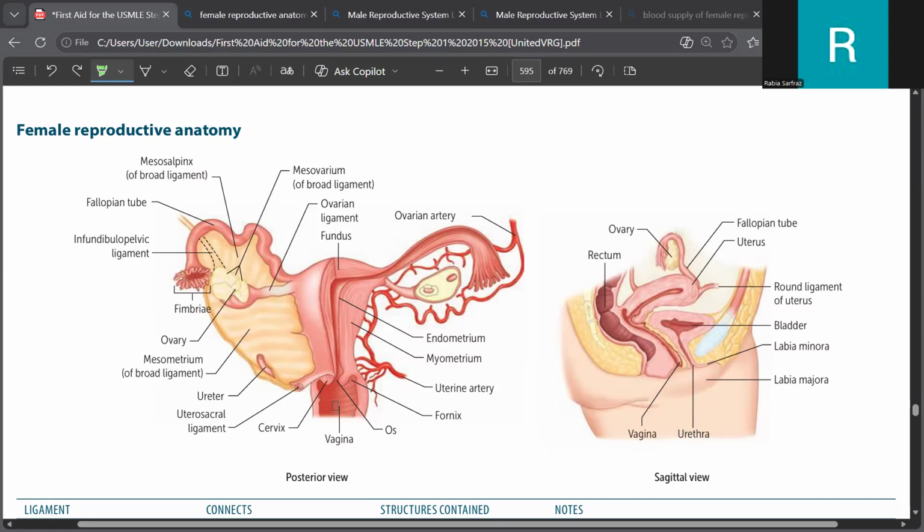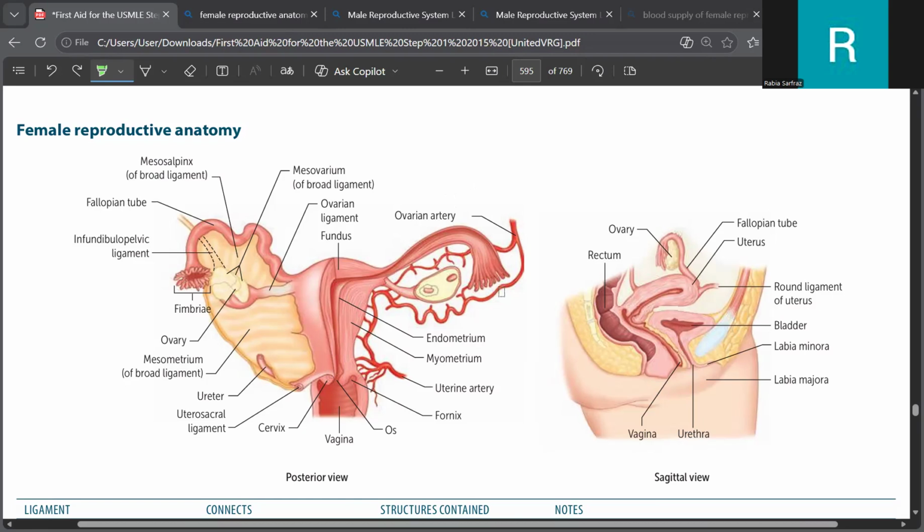From bottom upwards, we have vagina here. This is the fornix of the vagina. There is the cervix, which is opening into the uterus, and this is the os of the cervix. And then there is fundus of the uterus. This whole part is the uterus. This is the endometrium. This is the myometrium or muscular layer.